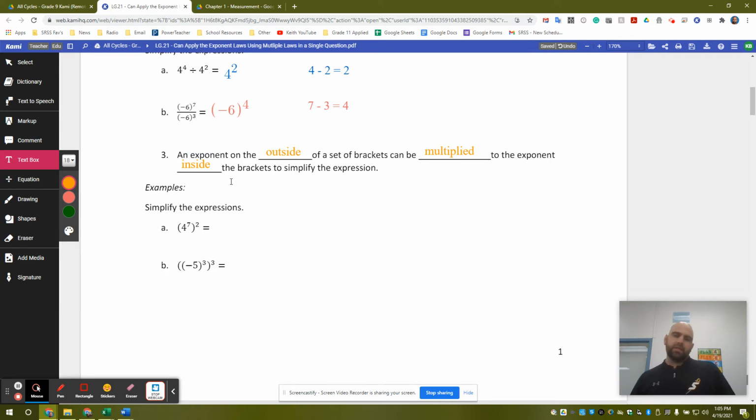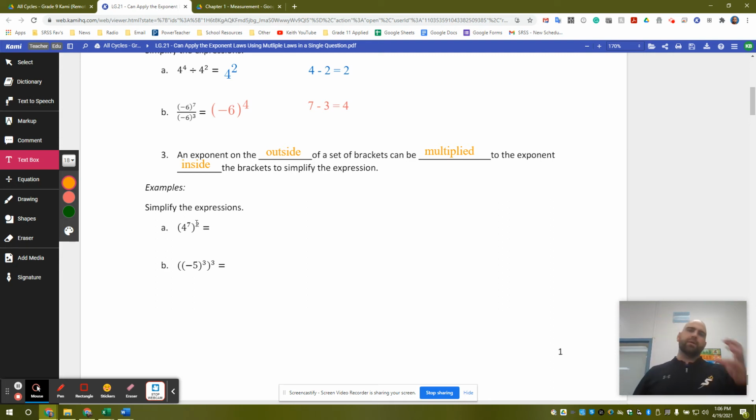Now, the important thing here is that we have to remember that this only works if it's a monomial inside the set of brackets. We'll get into an example of that in a little bit, and I'll show you why, but it has to be a monomial, so just a single term. So what we have here is the expression 4 to the power 7 inside of brackets, and then the whole thing is being squared.